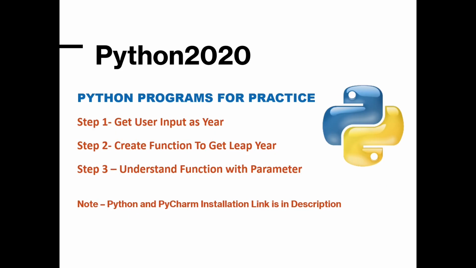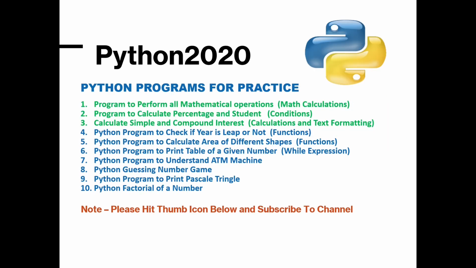In this program, we will get the input as year. We will create a function to check whether the year is leap or not, and then we will call that Python function using the required parameters. We have completed three exercises already. This is the fourth program, which you can see here in the list, and there are six more to come.